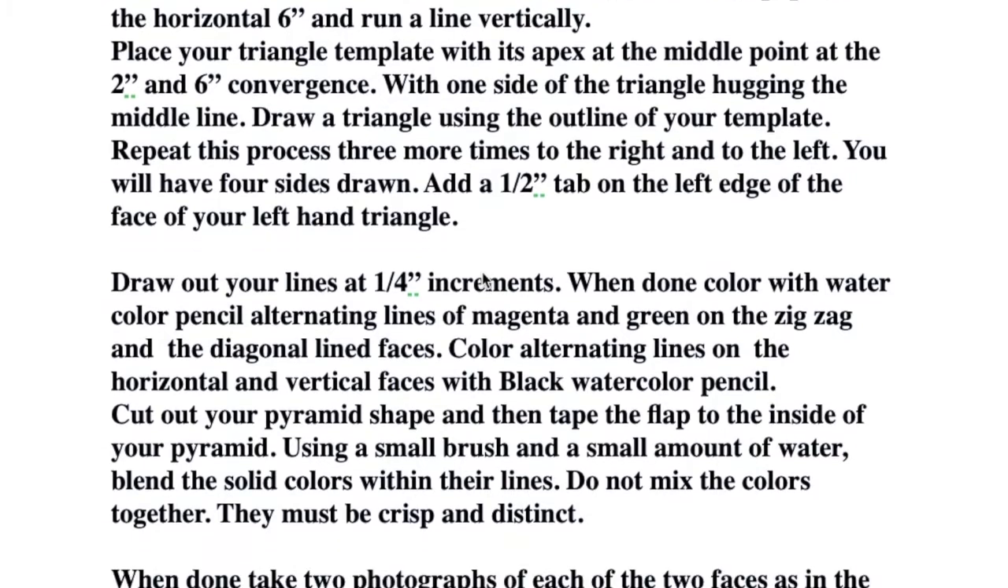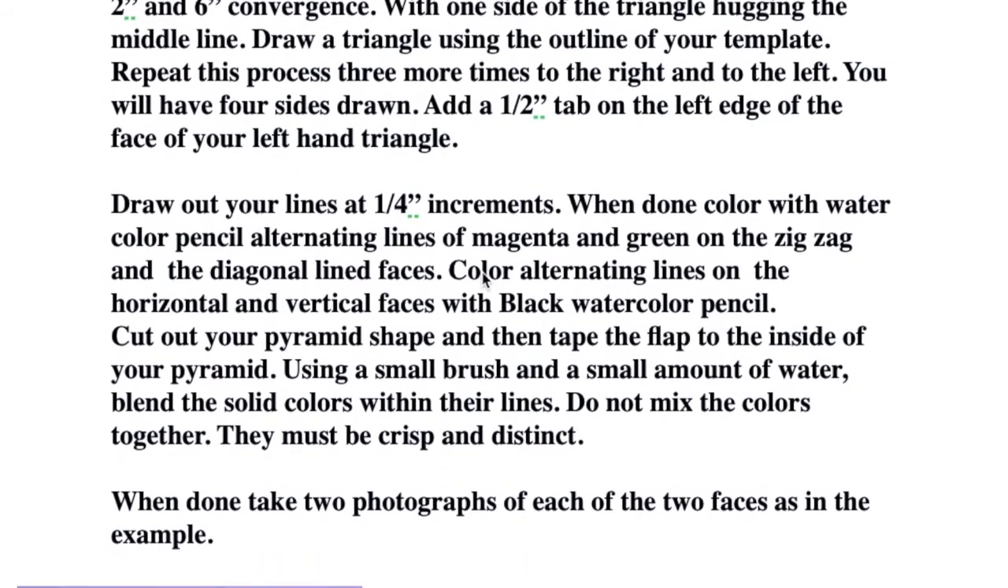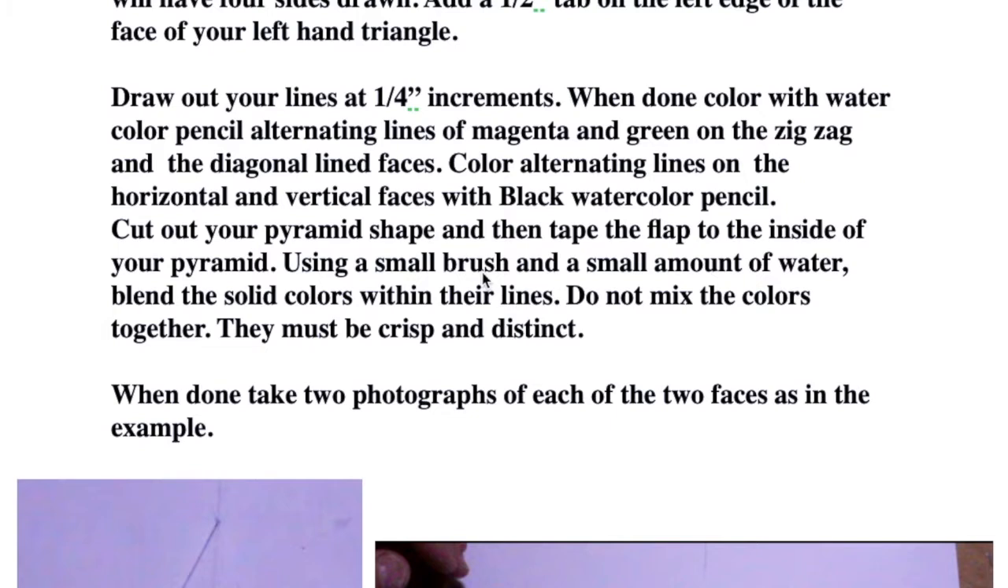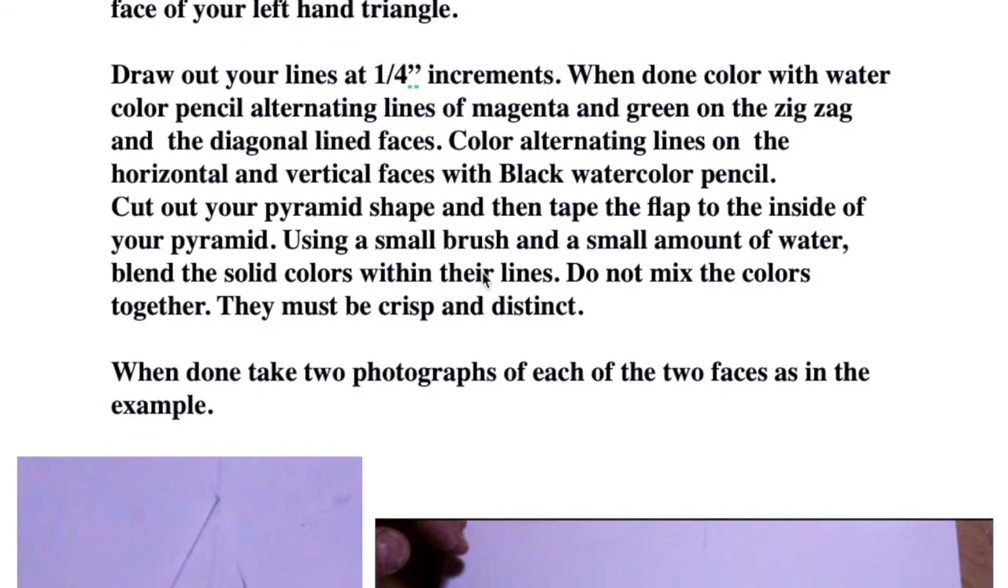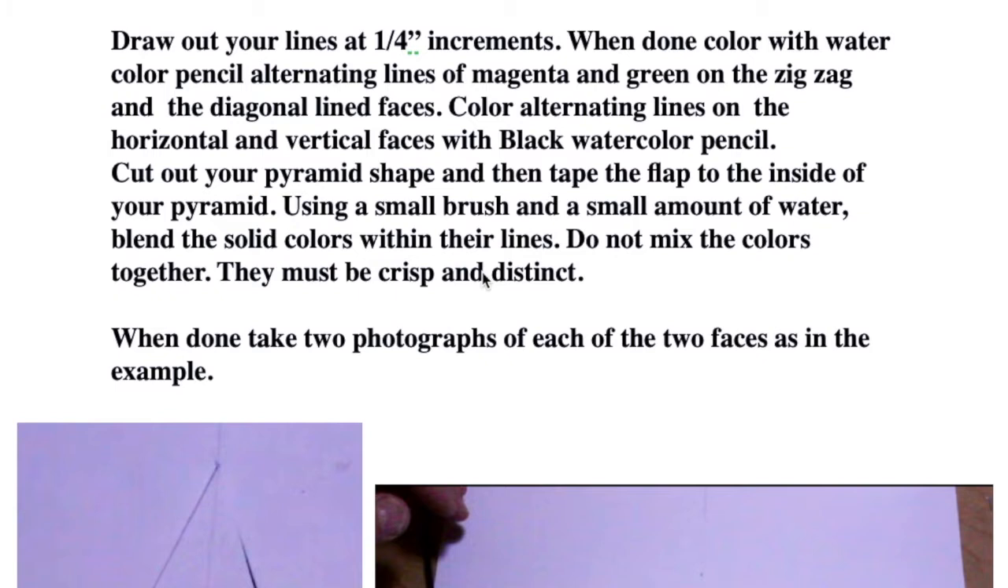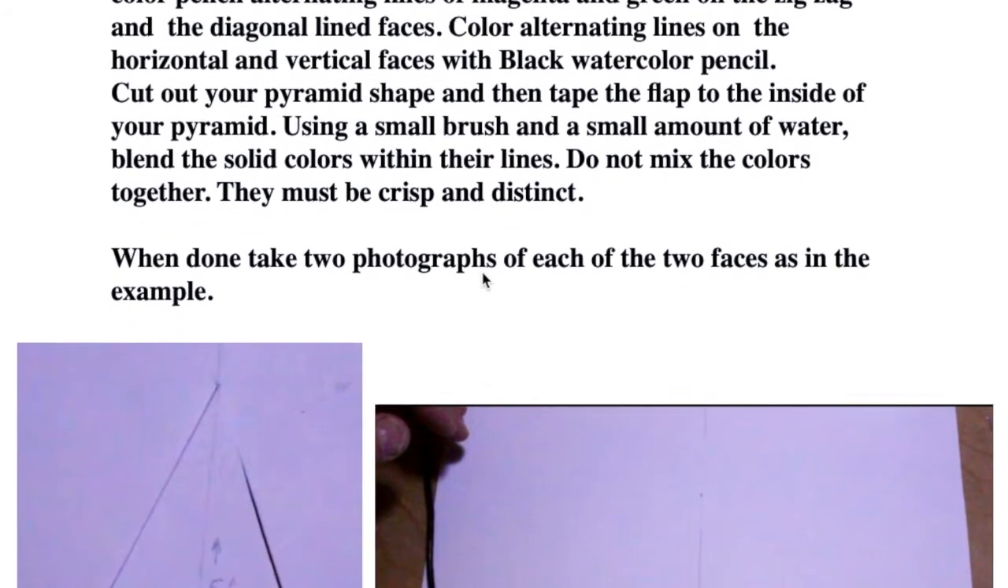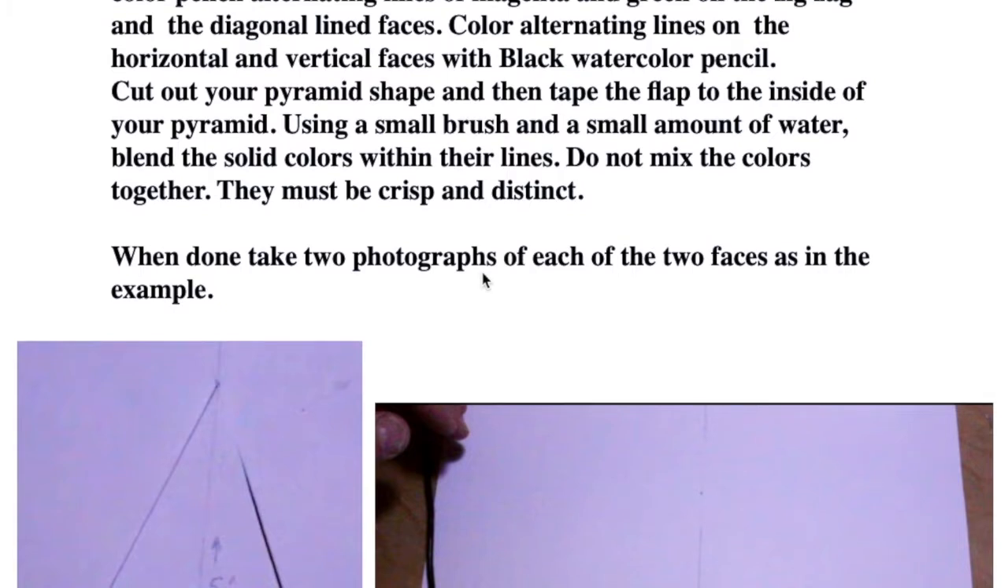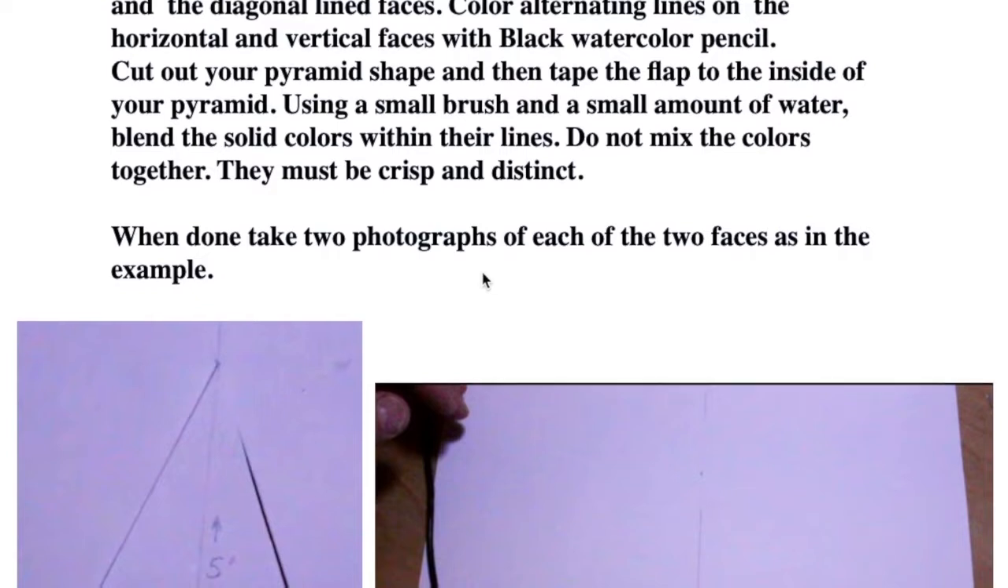Add a 1/2 inch tab on the left edge of the face of your left-hand triangle. Draw out your lines at 1/4 inch increments. When done, color with watercolor pencil, alternating lines of magenta and green on the zigzag and the diagonal line faces. Color alternating lines on the horizontal and vertical faces with black watercolor pencil. Cut out your pyramid shape and then tape the flap to the inside of your pyramid. Using a small brush and a small amount of water, blend the solid colors within their lines. Do not mix the colors together. They must be crisp and distinct.